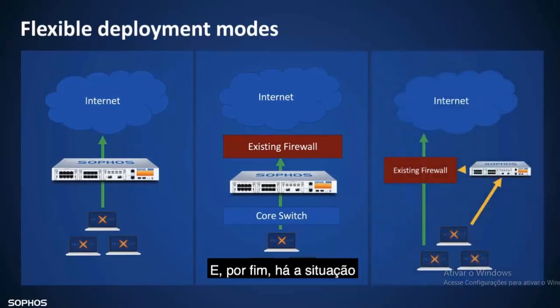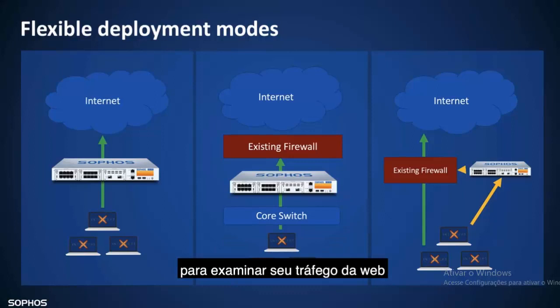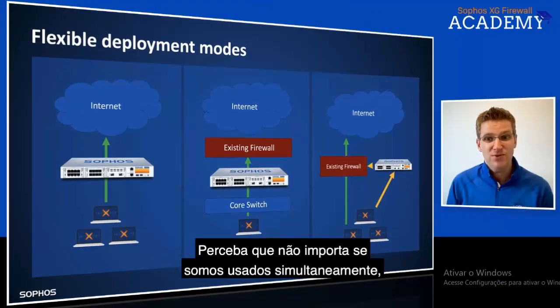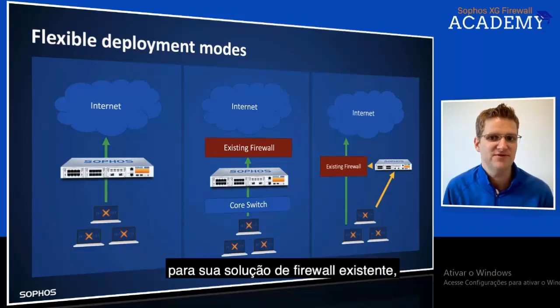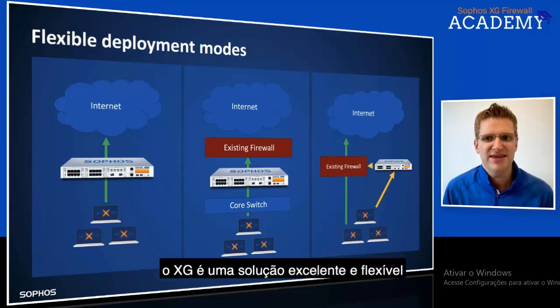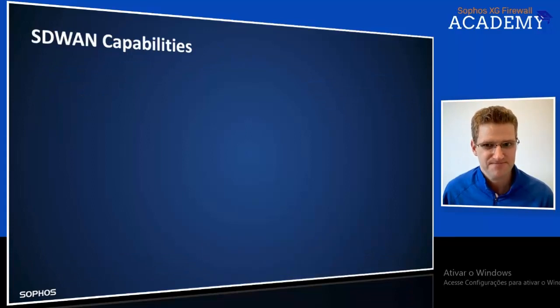And then finally, another thing to mention here is where your existing firewall is providing your firewalling capabilities, but for things like web traffic, you might want an explicit proxy on the network to send your web traffic off to be vetted before it goes to the outside world. And here you can see we're set up in an explicit proxy mode. We're to the side of the existing firewall, vetting all the web traffic and passing that on to the existing firewall. So hopefully what you can see here is whether we're in line, whether we're off to the side of the network, whether we're a replacement for your existing firewall solution, the XG is a great and flexible solution that can be deployed within your infrastructure.